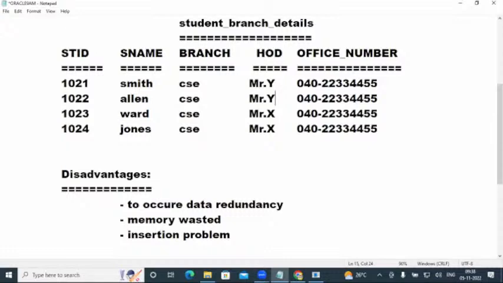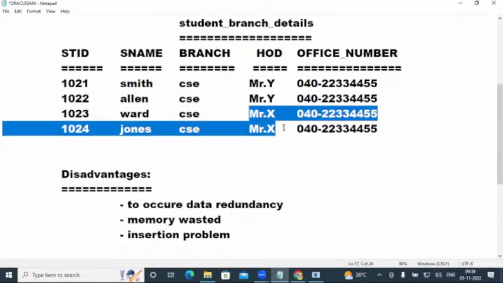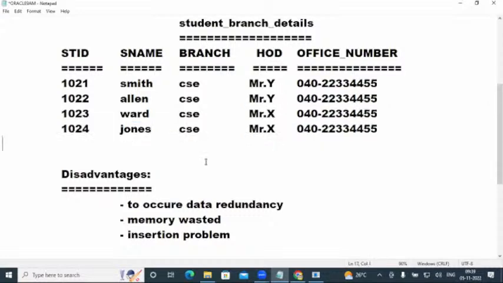Otherwise, when there is a huge amount of duplicates, if you do updation, and in that updation some rows are not updated, then what happens? Half of the rows are updated, half of the rows are not updated by your system admin. In that case, if I ask who is the HOD of CSC branch, X or Y? Can you say or can't we say?